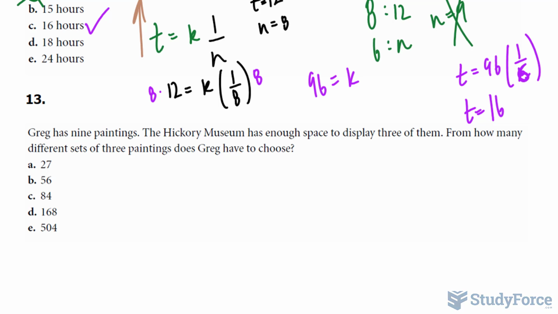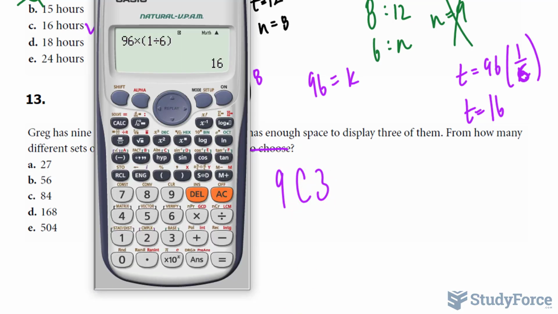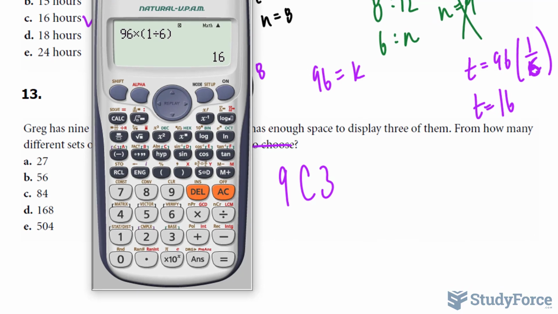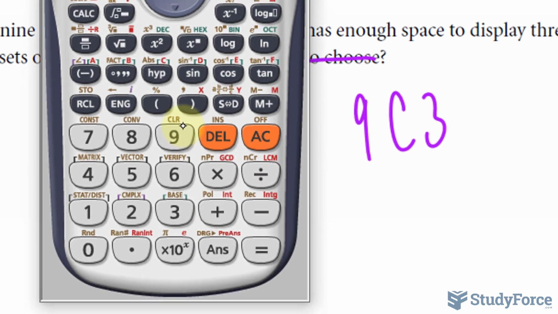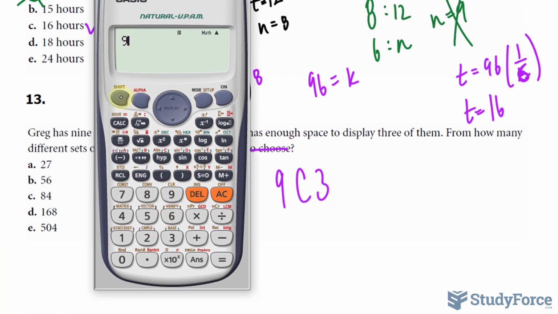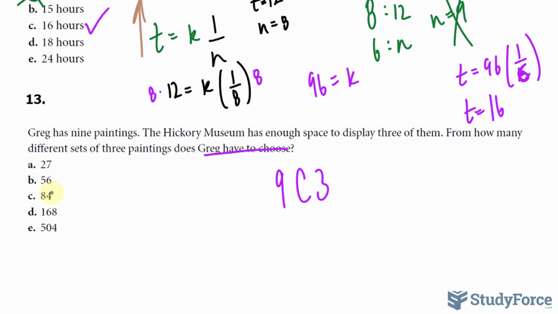This has to do with a problem that we did in our previous video. So we have 9 paintings, and from how many different sets of 3 paintings does Greg have to choose? What I think you do here is you take 9 choose 3. There's a function on your calculator. Most scientific calculators will have it. 9 choose 3. It's right here. You see? nCr. So I'll type in 9, Shift, C. The C appears on mine, and 3. I get 84.